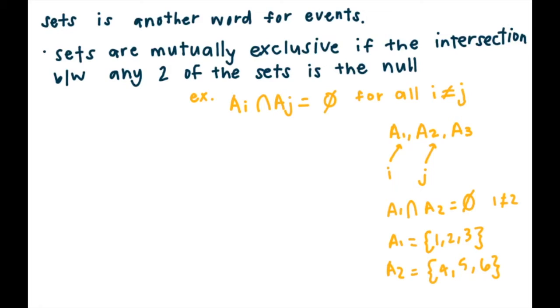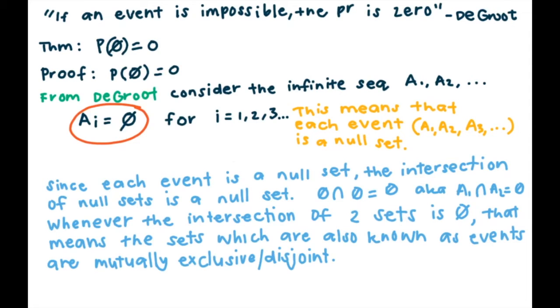To expand this further, we can pretend that A1 is an event and it has the elements 1, 2, 3, and A2 is another event with 4, 5, 6. Notice how there's no overlap in elements, which makes this statement right here true. If an event is impossible, the probability is 0. So the theorem that we're going to look at is the probability of the null set equals 0. And now we're going to prove it. So we're going to prove that the probability of a null set equals 0.